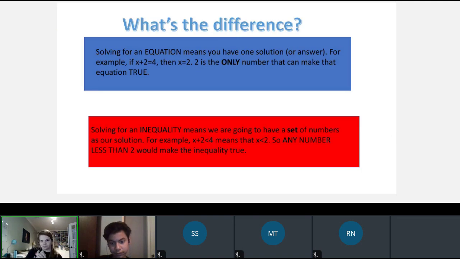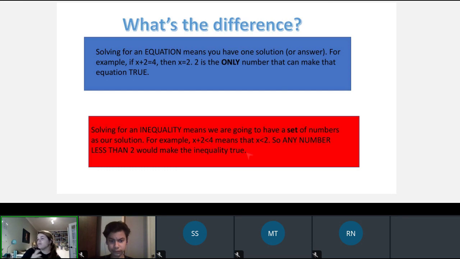So what's the difference? Well, when you're solving for an equation, that means you are going to have one answer or one solution. For example, if my problem is x plus 2 equals 4, that's an equation. There's an equal sign. I subtract 2 from both sides, and I get x equals 2. So 2 is the only number that can make that equation true. When I have an inequality, that means we're going to have a set of numbers. So for example, x plus 2 is less than 4.